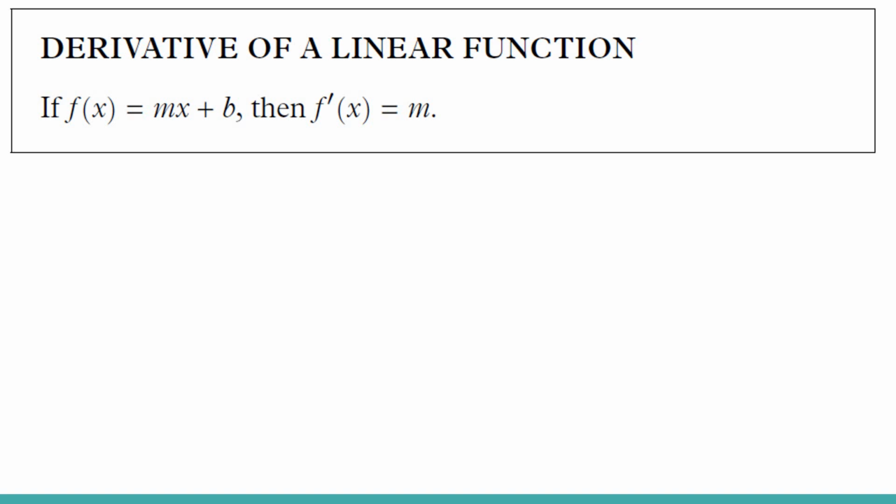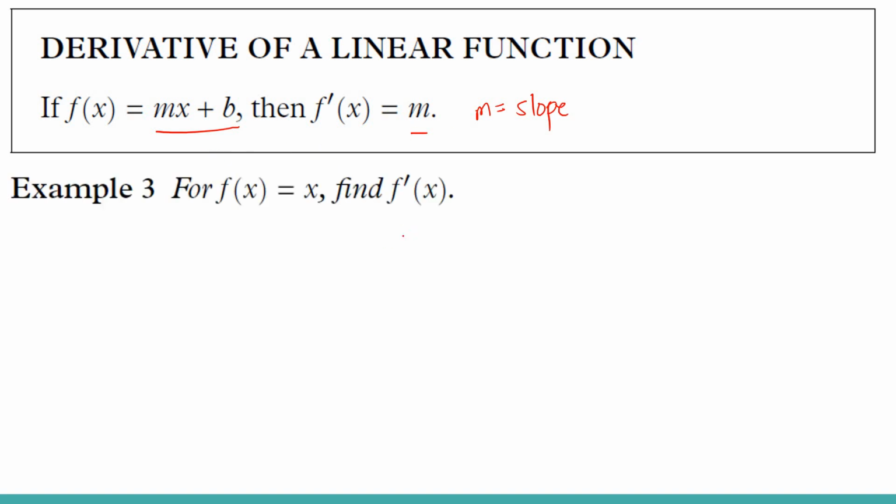Another is the derivative of a linear function. If f of x, or the function of x, equals mx plus b, then f prime of x equals m. M here is the slope of a line. So its derivative is m. For example, for f of x equals x, find f prime of x. So f prime of x equals 1.